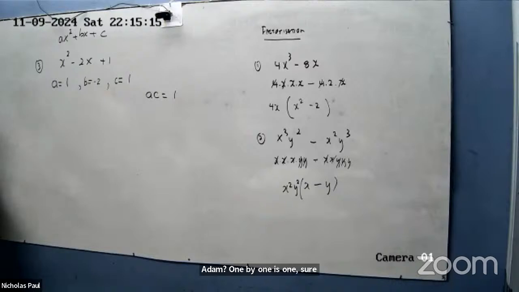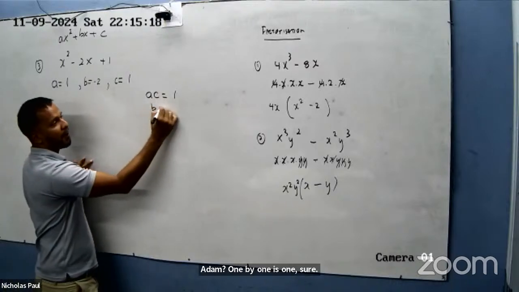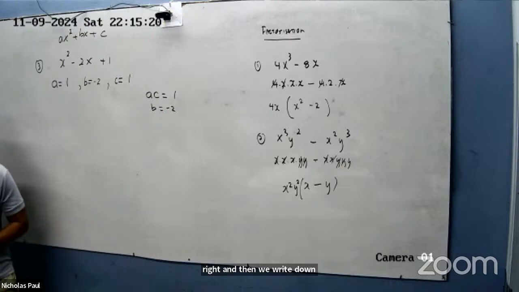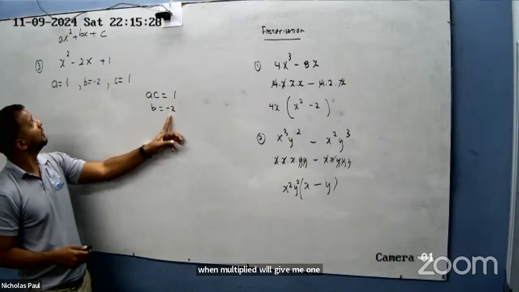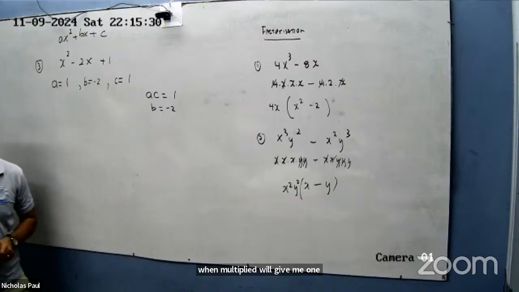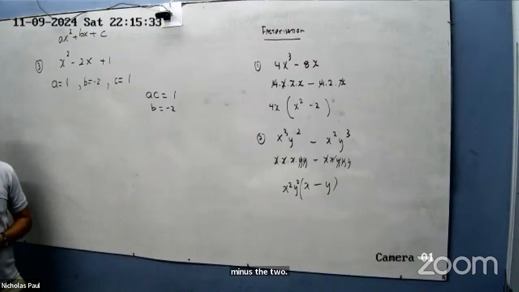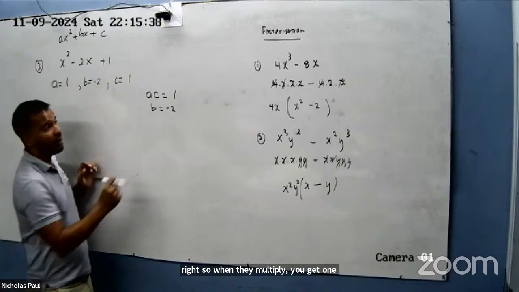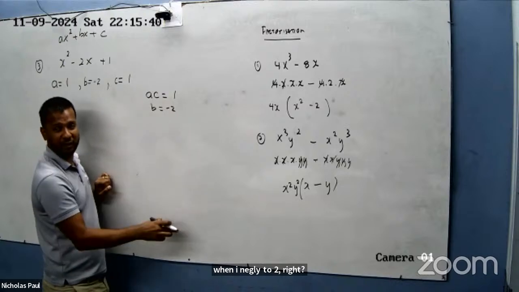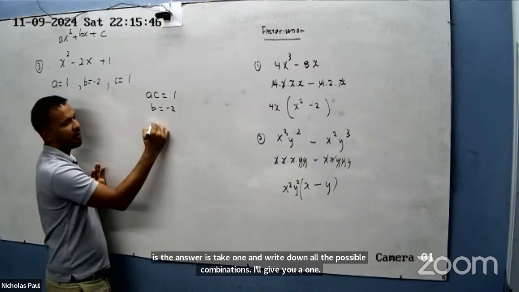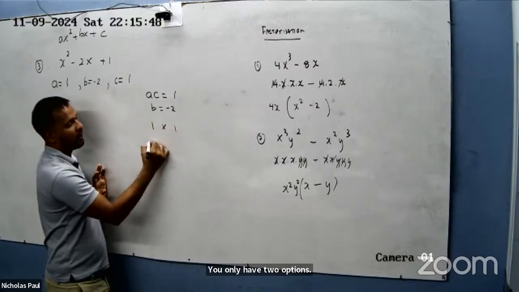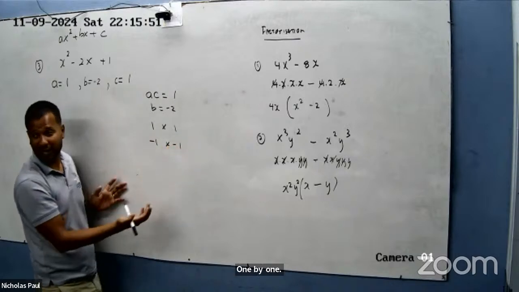Sure. Right? And then we write down minus 2. Here's the hard part. The hard part is that we need 2 numbers that when multiplied will give me 1, and when added will give me minus 2. Right? So when you multiply, you get 1. When you add, you get minus 2. So what you do is you take 1 and write down all the possible combinations that'll give you 1. You only have 2 options: 1 by 1, minus 1 by minus 1. That's all you have, right?